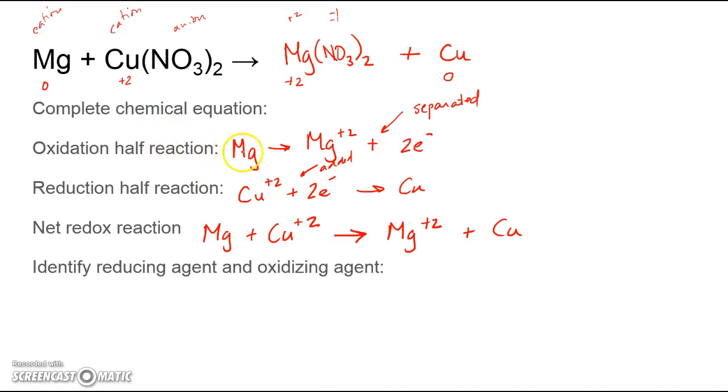So if I know that magnesium was oxidized, what was the oxidizing agent? It's always the opposite one. It was the copper, the plus 2. What was the reducing agent? I know that it's always the opposite of what was oxidized, so in this case, it's magnesium. We're going to try one more.